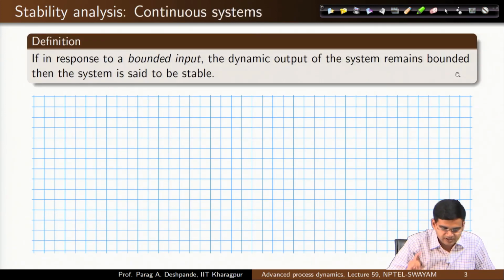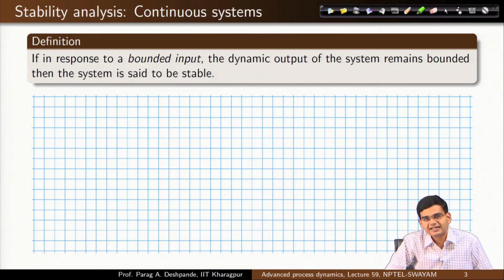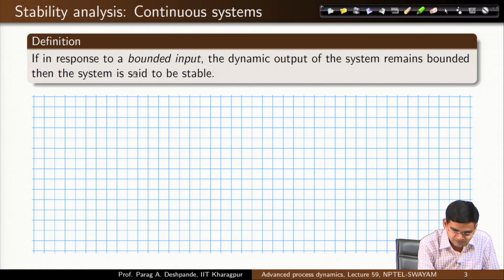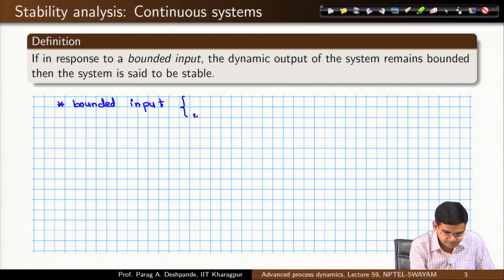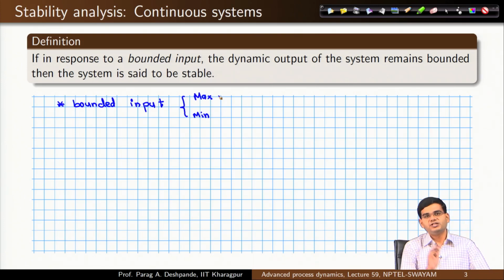So, the first thing which you need to do is define what exactly is the meaning of stability. If in response to a bounded input, so the first thing which you need to worry about is bounded input. What is the meaning of bounded input? There is a minimum and maximum which has been defined for the input.